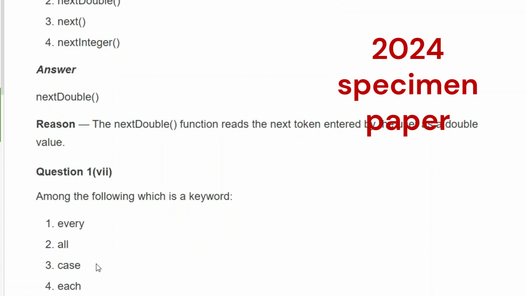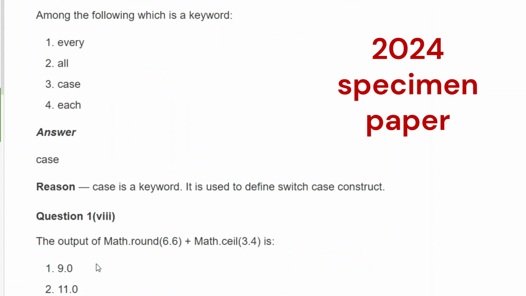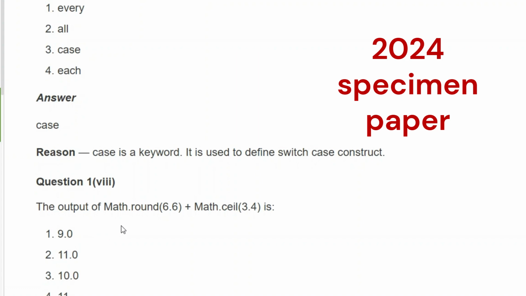The output of Math.round plus Math.ceil. Math.round of 6.6 is 7, not 7.0. Math.ceil of 3.4 is 4.0. This is 7, this is 4.0, so this is 11.0.